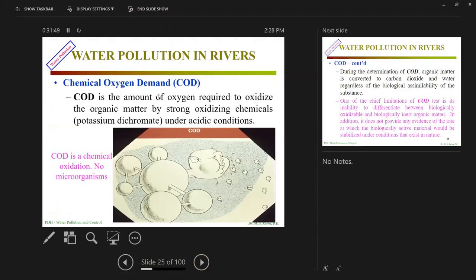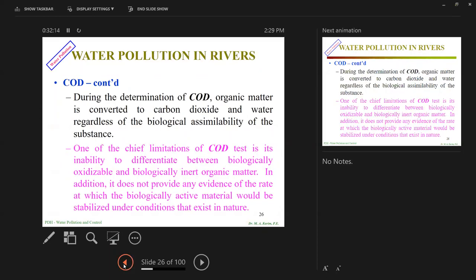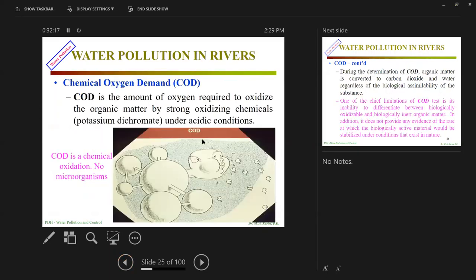Okay, then the next definition is the chemical oxygen demand, COD. Chemical oxygen demand has a very similar definition: the amount of oxygen required to oxidize the organic matter by strong oxidizing chemicals, a strong oxidizing agent like potassium dichromate under acidic conditions. So that's why it is called COD. Here you see something showing over here, where a lot of oxidizing agent is used and chemical reactions are happening. So that's why they call it COD.